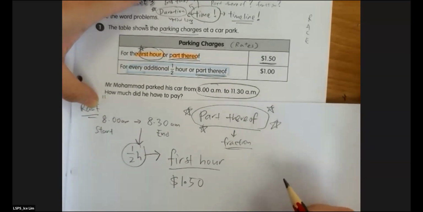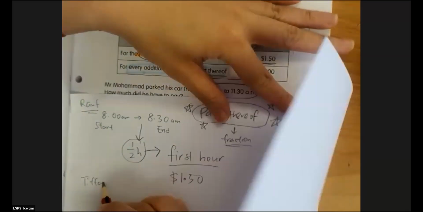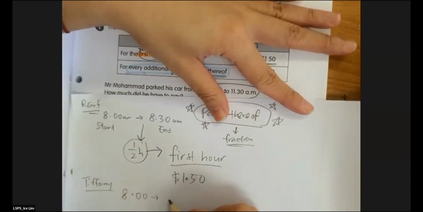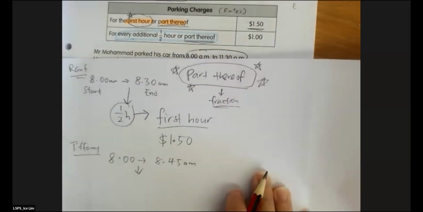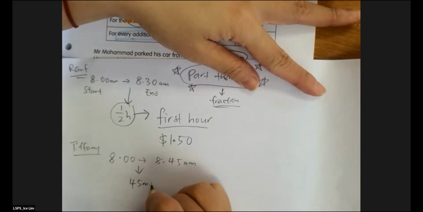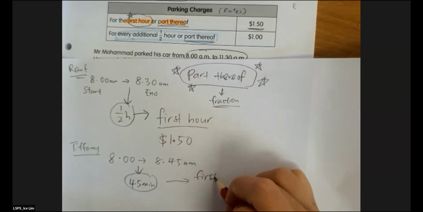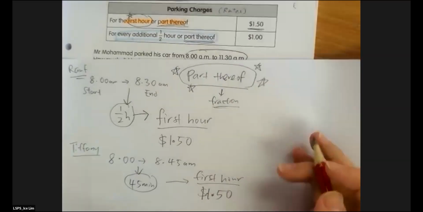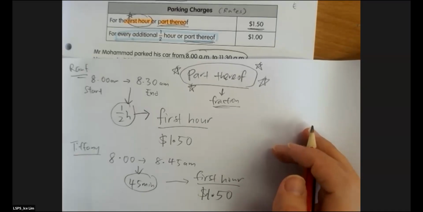No cheaper. So if Tiffany comes by and parks her car as well, and she decides to park a bit longer, until 8:45 a.m., how long did she park the car? 45 minutes. If it's 45 minutes, how much should she pay? It's still $1.50 because it's still within that first hour. She still has to pay $1.50. Do you understand what I'm saying? So this is the meaning of part thereof.